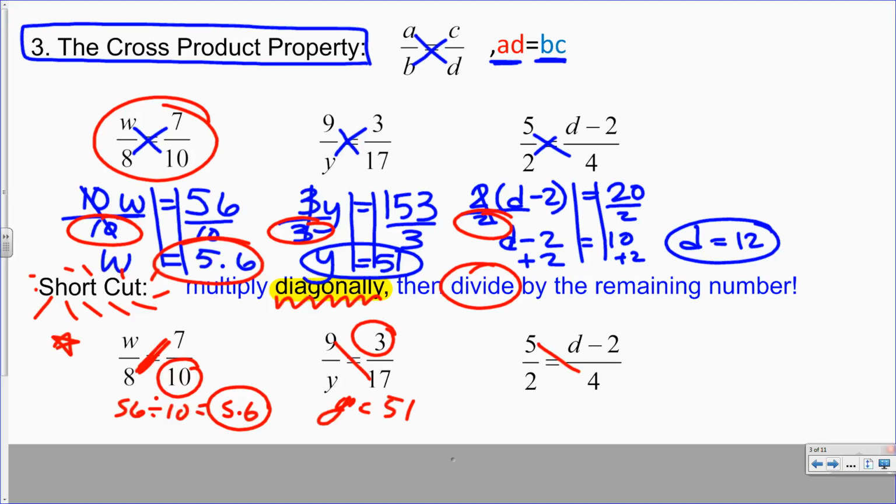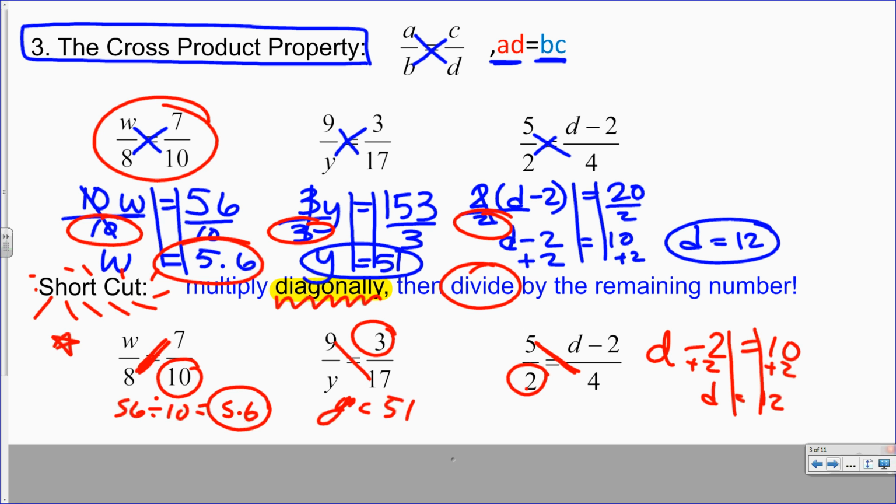It even works on these problems. I multiply straight across and divide by what's left. 5 times 4 is 20. 20 divided by 2 is 10. So this time I got, instead of d equaling 10, d minus 2 equals 10. I multiplied 5 times 4 and got 20, divided by 2 and got 10. This one I have to do one more step on, though. I have to add 2. So you know that d equals 12.